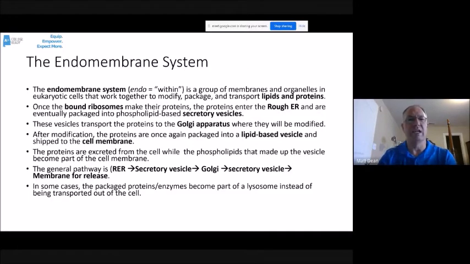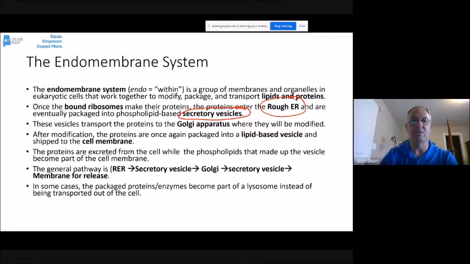So let's next talk about the endomembrane system. So this is a group of membranes and organelles only found in eukaryotes that together work to modify, package, and transport lipids and proteins throughout and even out of a cell. So once bound ribosomes make proteins, those proteins enter the ER. Here they're packaged, maybe modified a little bit, and they're surrounded by a phospholipid-based membrane that forms what we call a secretory vesicle. These vesicles break away from the ER and move toward the Golgi apparatus.